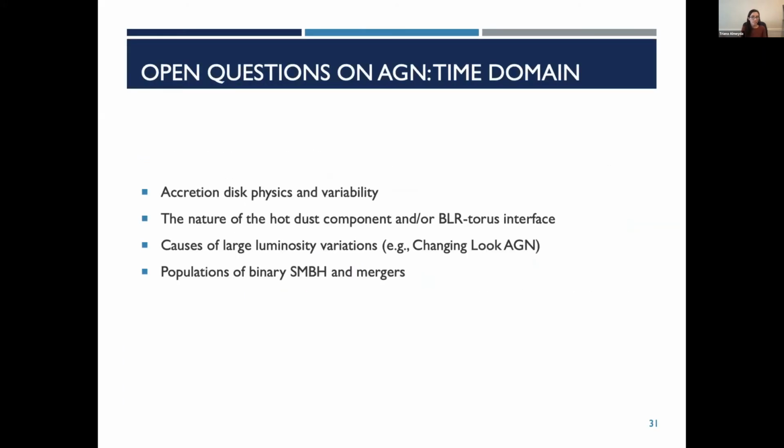So for instance, on the time domain side, we're still trying to understand the accretion disk physics and variability, the nature of the hot dust component and the interface between the torus and the broadline region, what causes these extreme transient luminosity variations that we've just heard about from the previous two talks as well as in AGN, and then the detection and demographics of supermassive binary black holes and mergers. So long-term monitoring of AGN, particularly of well-sampled multiband optical infrared light curves over long time baselines, will be important and vital in resolving these open questions.